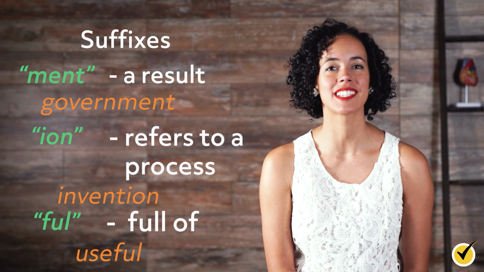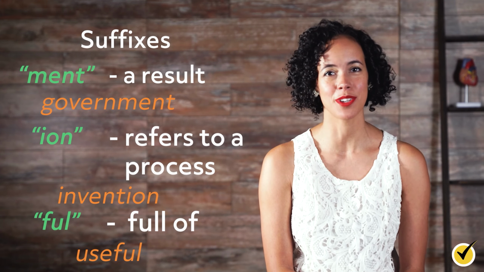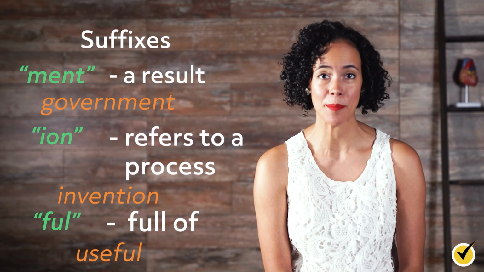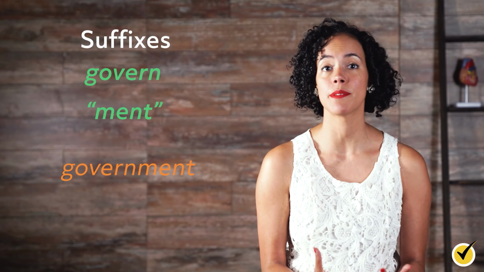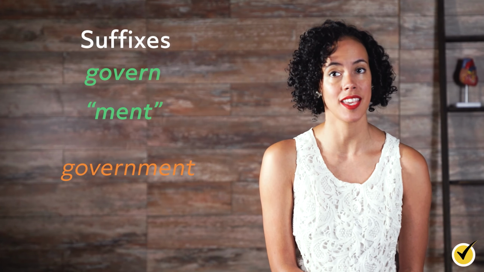Again, just like prefixes, suffixes can change the original meaning of a word. For example, to govern means to rule over something. It's an action or verb. When we add the suffix ment to the word, it now becomes government, which is a system that rules over something, a thing or noun.